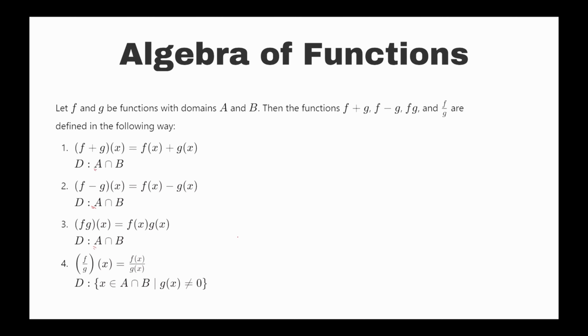For f by g, again we take the intersection of A and B, provided there is one more condition that you need to keep in mind, that g of x should not be equal to 0.